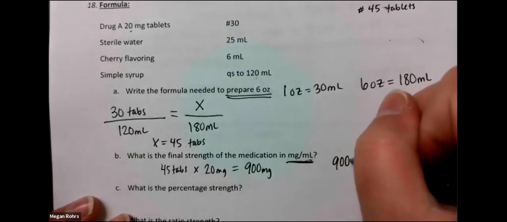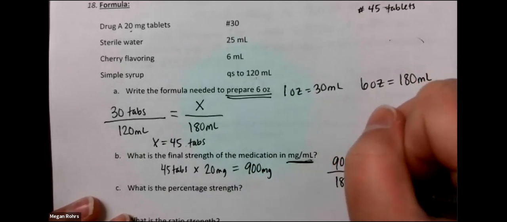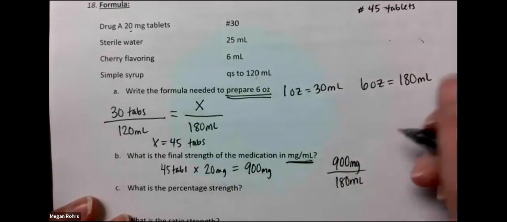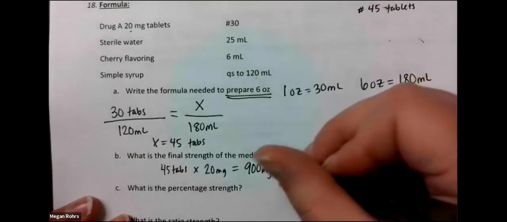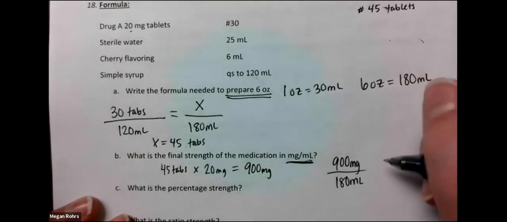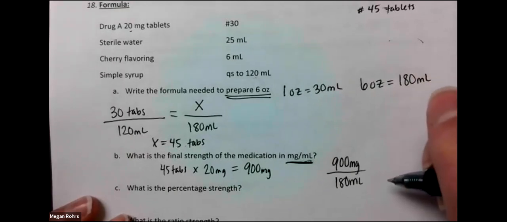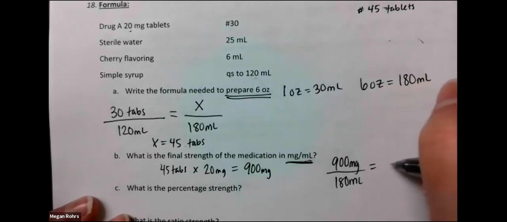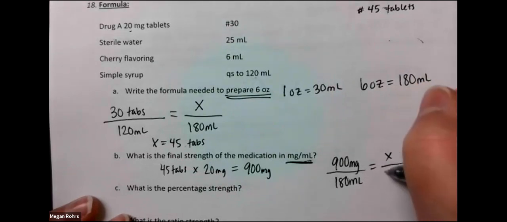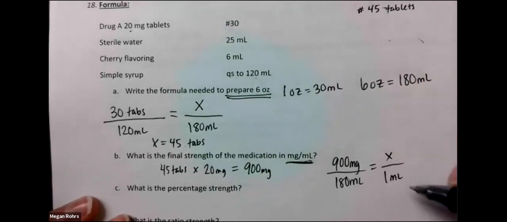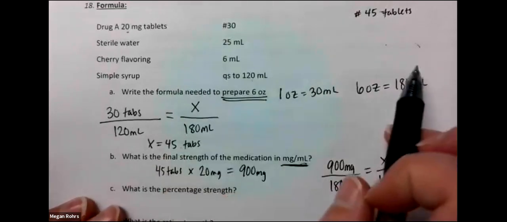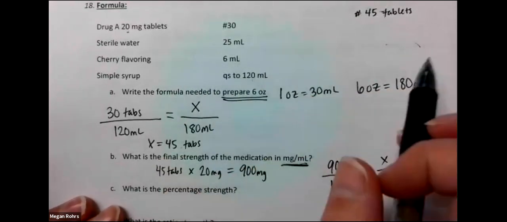So I have 900 milligrams in every 180 mils of solution. They're wanting the strength in milligrams per mil. So we need to reduce this down to milligrams per 1 mil. So you can either just divide this, or you can set that equal to X over 1 mil to find your answer there. Now, this strength is going to be the same in either formula that we use.